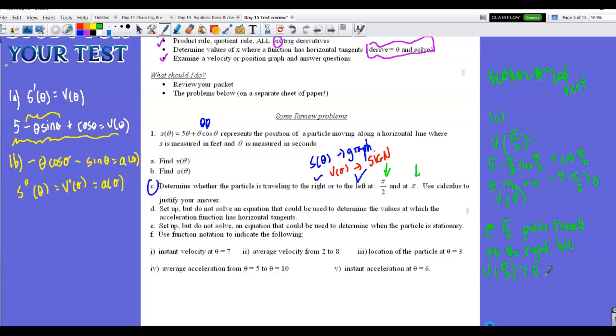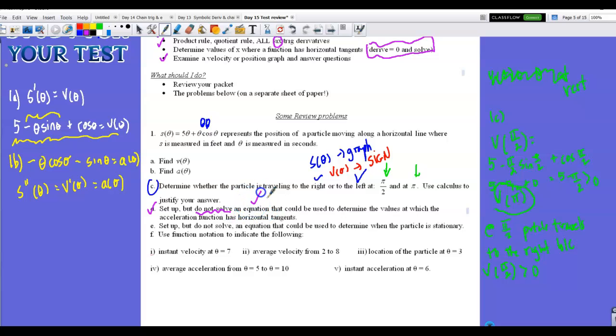And I'm not going to work out the next one, which is v of pi. It's the same thing. You're going to substitute, determine the sign, and make a decision. All right, let me decide whether I want to clear the screen or not, because I may need some of the stuff that I have here. So now we're looking at letter D, set up, but do not solve.